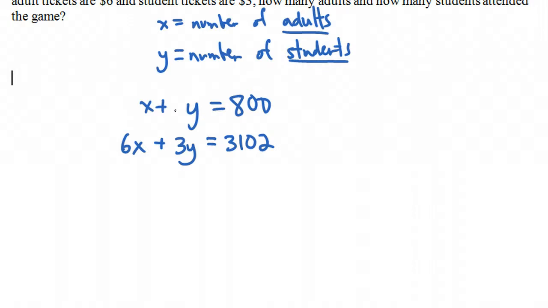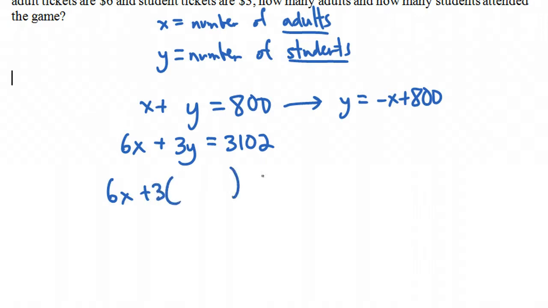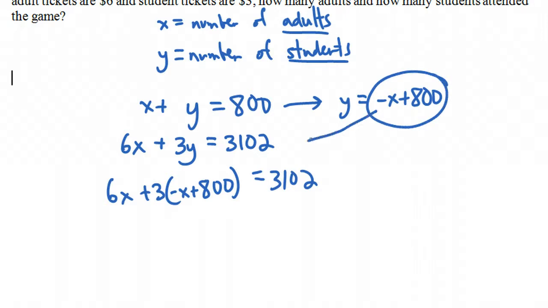Okay, and now what we have is a system of two equations and two variables. And we could solve this a couple of ways. Let's solve this using the substitution method. Let's actually solve this for y. We would get y equals negative x plus 800. Okay, just subtracted x from both sides. And if we plug that in for the y in the second equation, what we get is 6x plus 3 times the quantity negative x plus 800, and that's equal to 3,102. So I plug this in for y in that second equation.